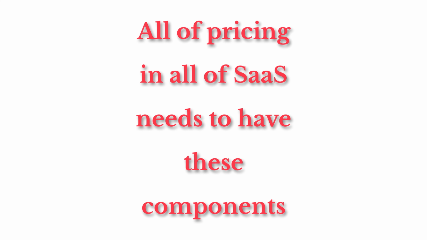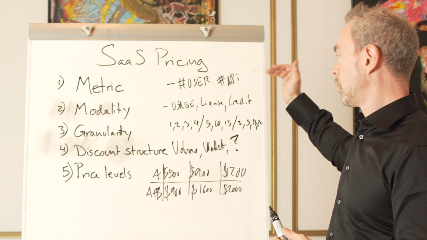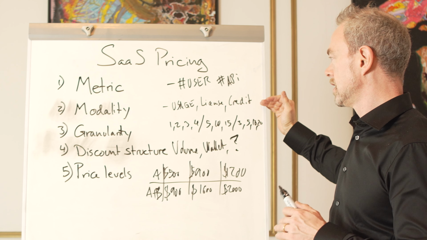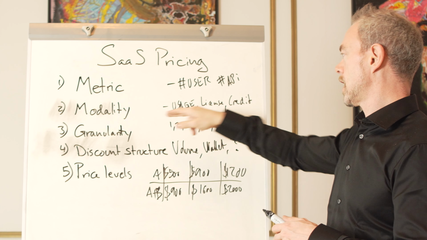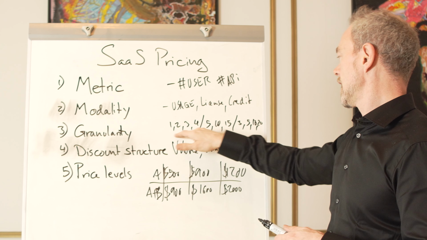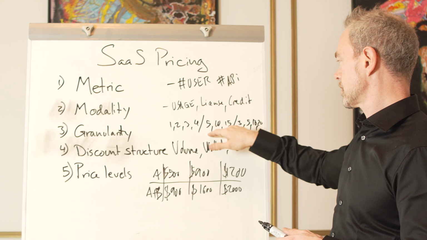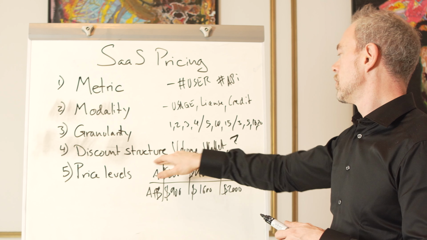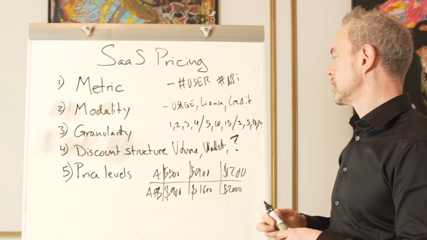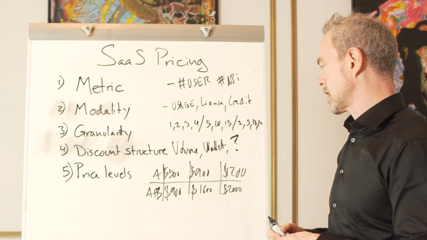But all of pricing and all of SaaS needs to have these components. What are you counting? Even if it's just a flat fee and you're actually not counting anything, how is it actually priced? So how do you execute the metric? User-based, license-based, and credit-based. What is the actual unit? Is it just singular units, or do you have some sort of granularity on it? What kind of discount structure do you want to run? And then how do you execute that discount structure with the actual pricing levels?